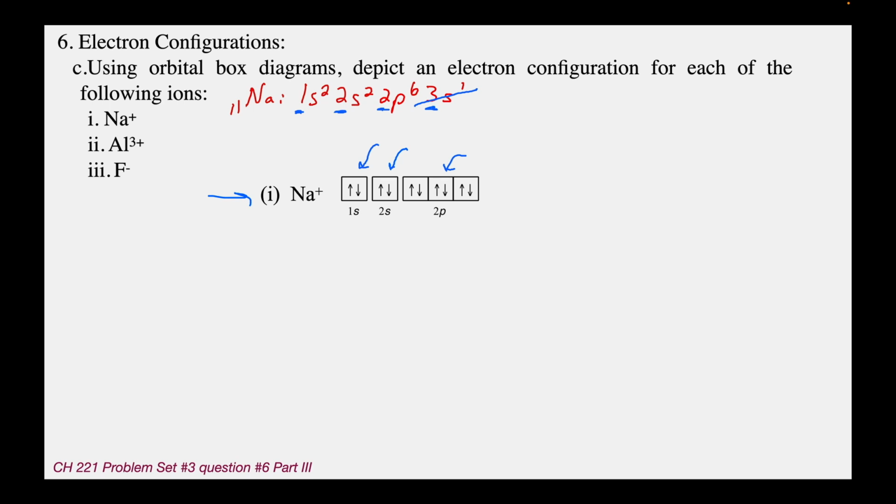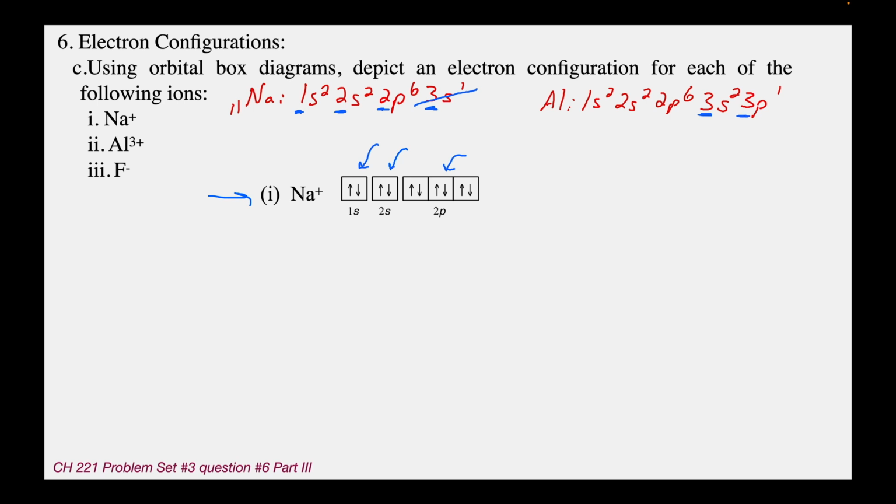For aluminum, neutral aluminum has 13 electrons. So that would have a 1s2, 2s2, 2p6, that gets you to neon, 3s2, 3p1 configuration. This would again be SPDF, not orbital box notation. But again, we're going to take away some electrons here because it's aluminum 3+. We're going to take away 3 electrons. Now, notice again the n values. We have 2 things which have a 3 in front of them.